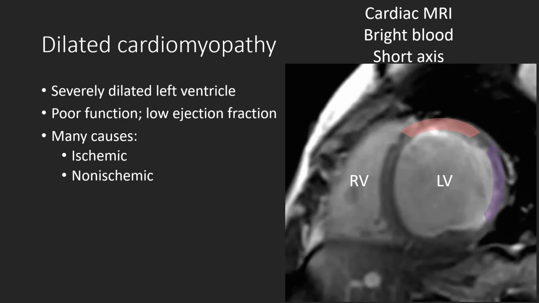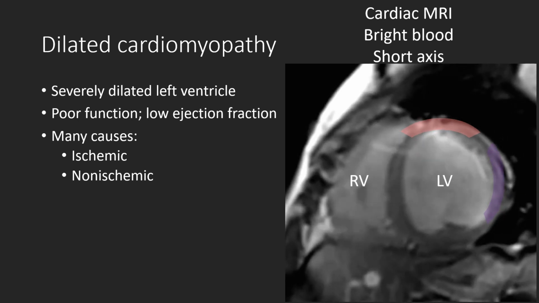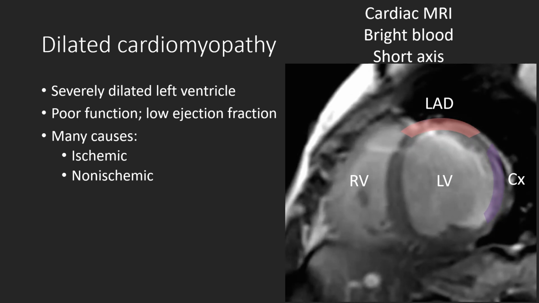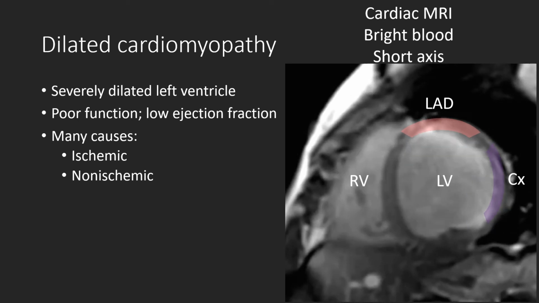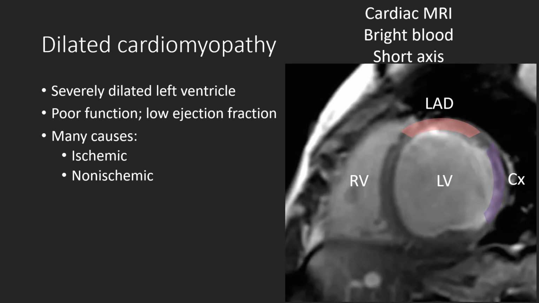In addition, some of the walls appear to be moving less well. That is, they're described as being hypokinetic, moving more sluggishly. These walls correspond to the distributions of the left anterior descending artery and the circumflex artery vascular territories.